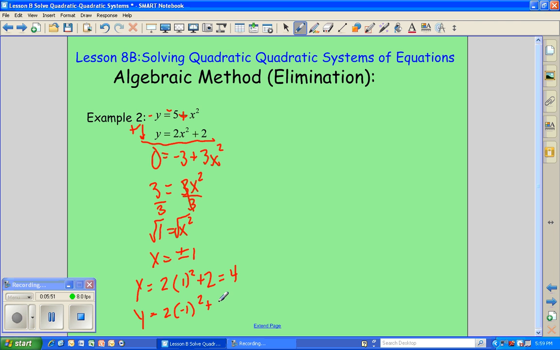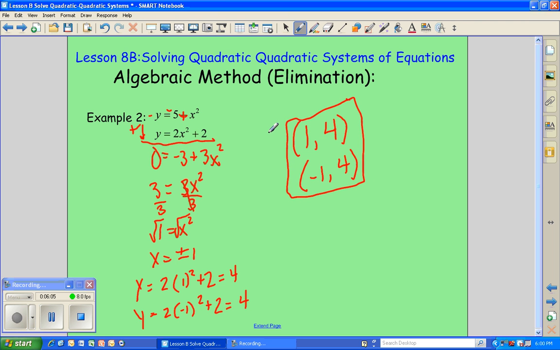because I'm squaring it, I'm also going to get 4, which gives me 1 with a positive 4 and negative 1 with a positive 4. So this guy's going to have two solutions to it. Okay, which is what I told you is going to happen most often.